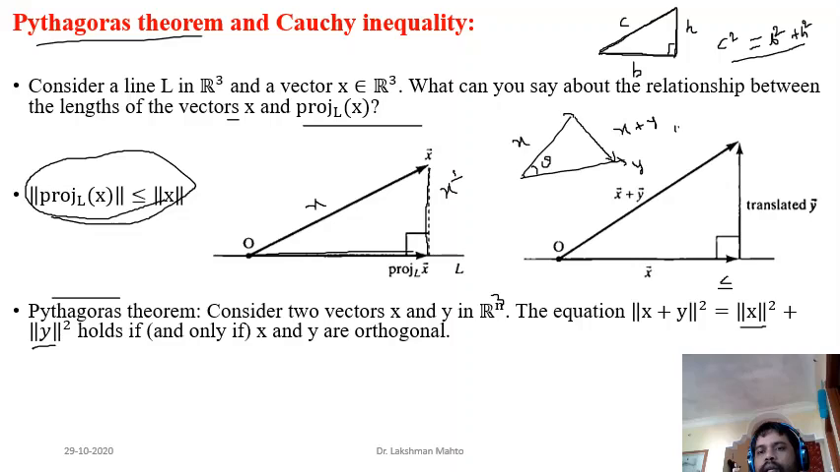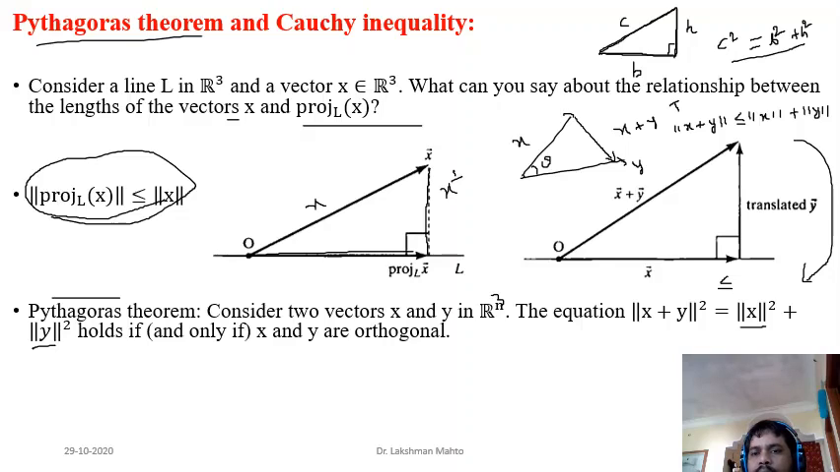So what relation will you get here? The norm of x plus y, that means the sum of these two sides, is always less than or equal to the norm of x plus the norm of y. This property we are calling the triangle inequality. But when you observe that the angle between x and y is 90 degrees, then it will be reduced to this Pythagoras theorem. So in general you can call this the triangle inequality.